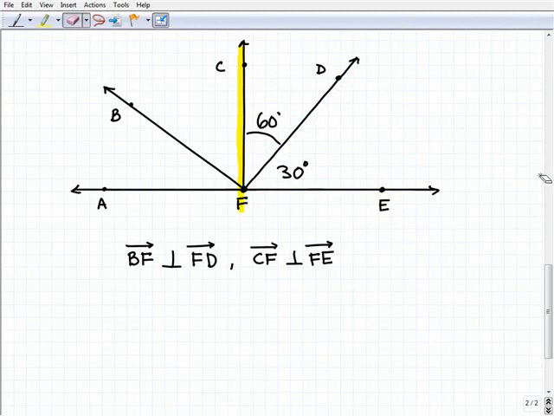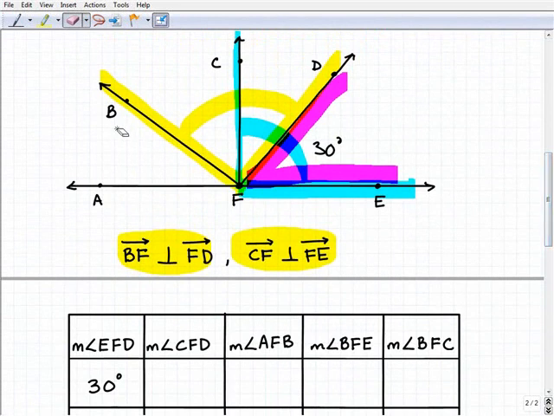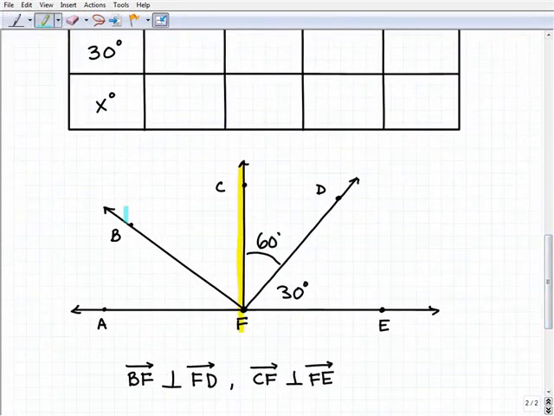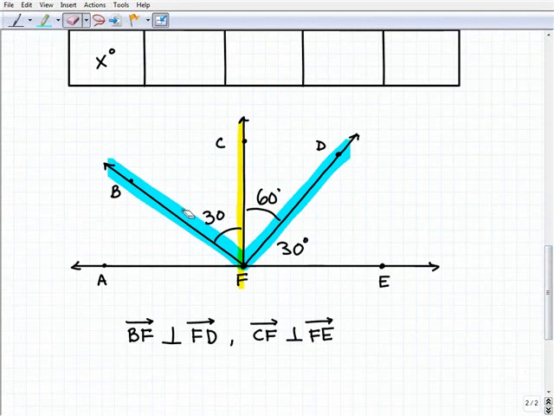Let's recall that we have another pair of perpendicular rays. That's the BF and FD rays. So these two rays right here are perpendicular, so this total angle sum is 90 degrees. So this angle right here has got to be 30 degrees, because 30 plus 60 forms a total angle that's got to be 90 degrees. Once again, they're complementary. Hopefully this isn't too difficult. I'm going to get rid of all this.